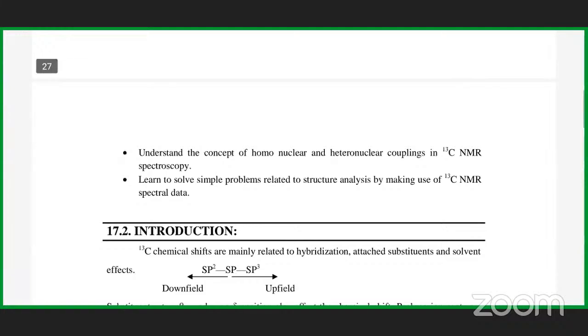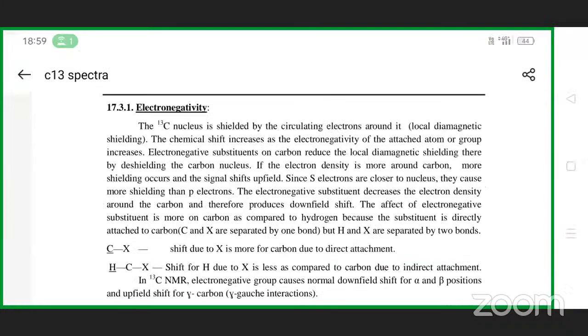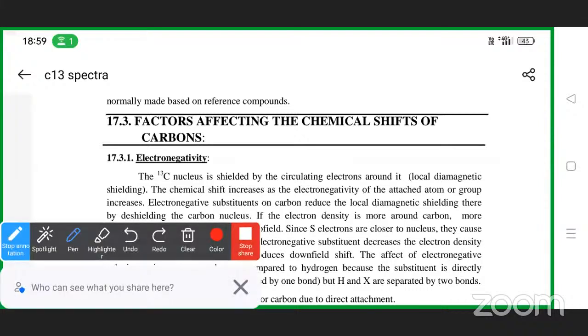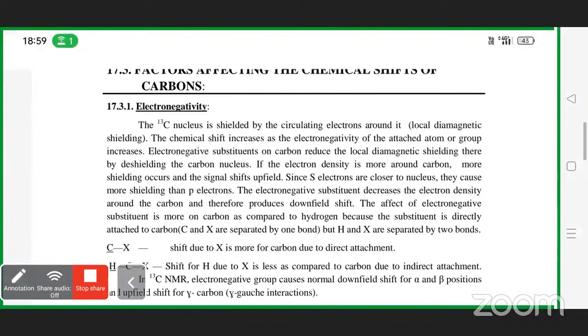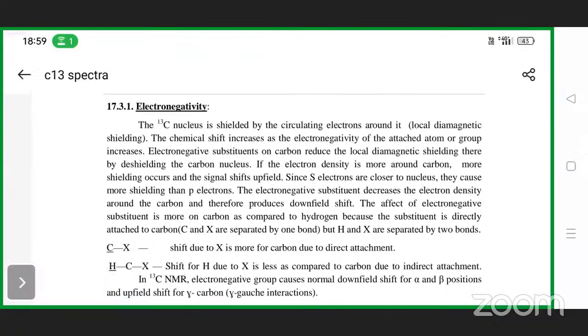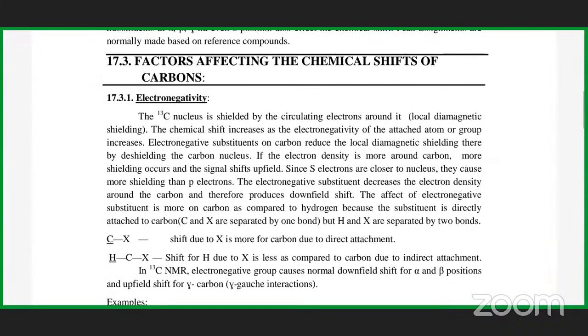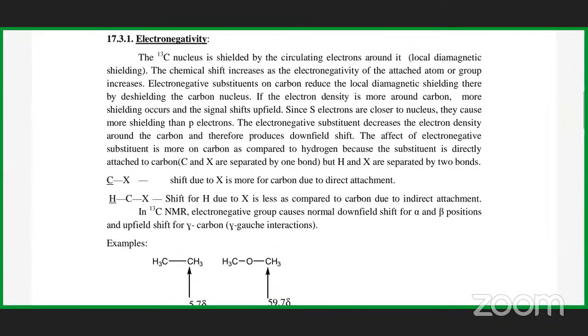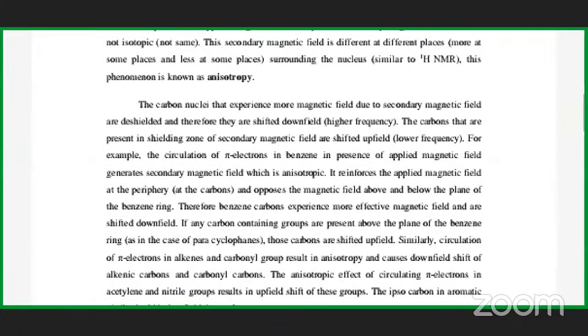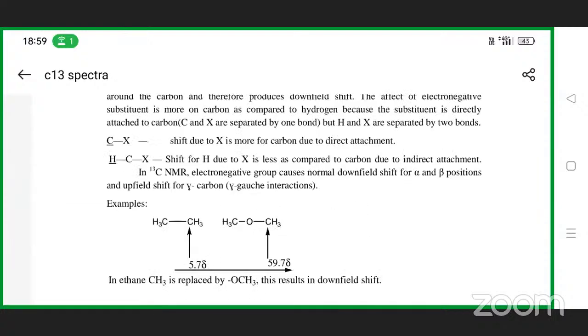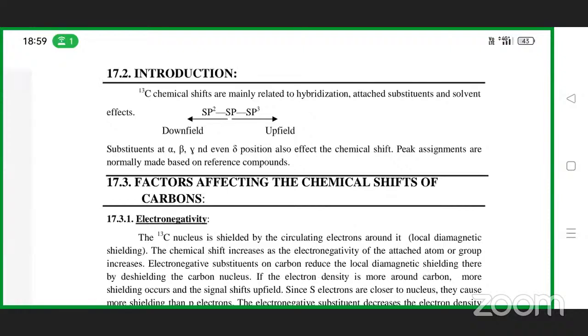So now we'll see the factors affecting chemical shift values. In C13 also we have factors which affect the delta values. In that we have various factors like electronegativity, hydrogen bonding, the anisotropic effect, and steric factors here. Hybridization is also one of the major factors in these C13 values.